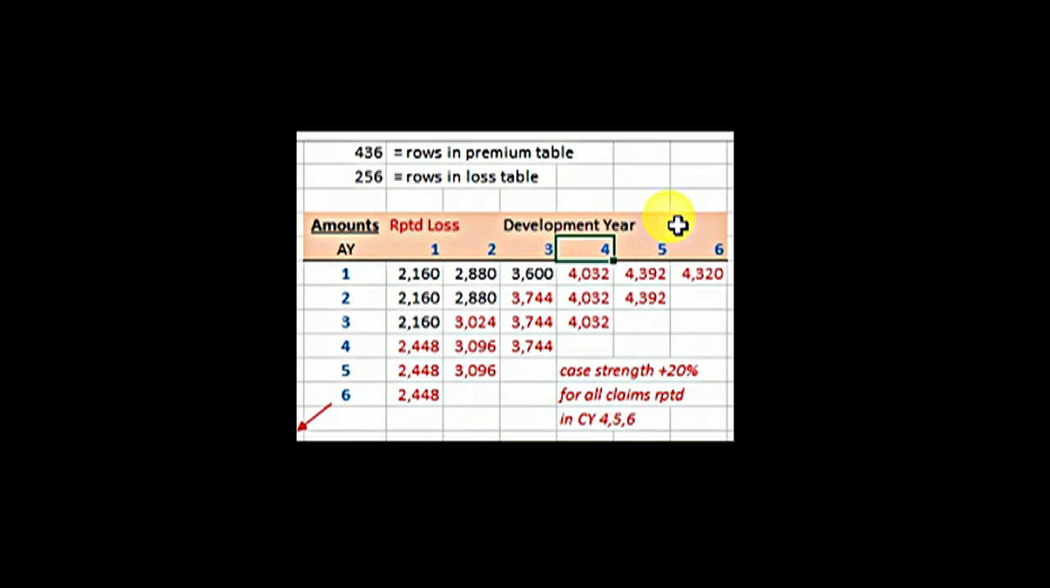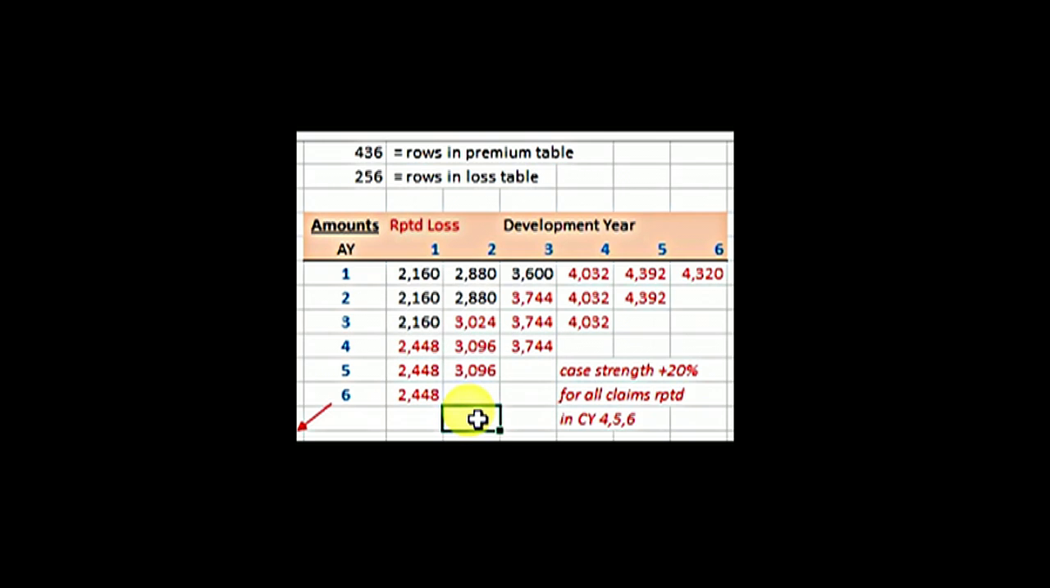So in other words, calendar year 4. That means that every claim that's reported in calendar year 4 or later is going to have a case reserve that's 20% too high. So all of these red cells contain at least some claims that are reserved at the higher level. And for accident years 4, 5, and 6, all of the claims are reserved at that higher level.